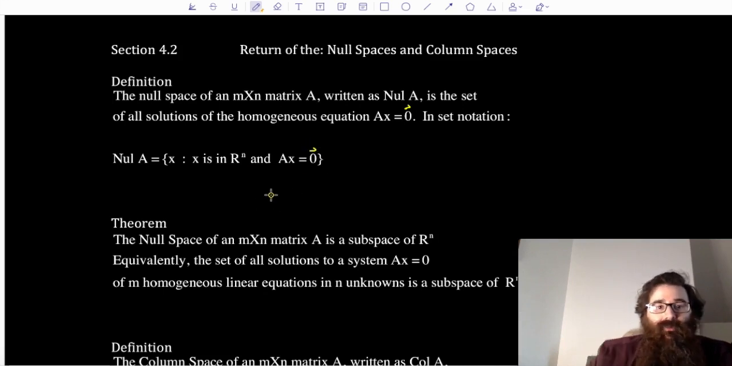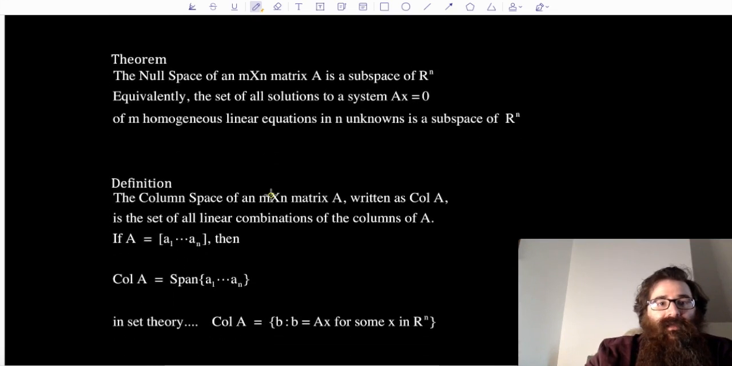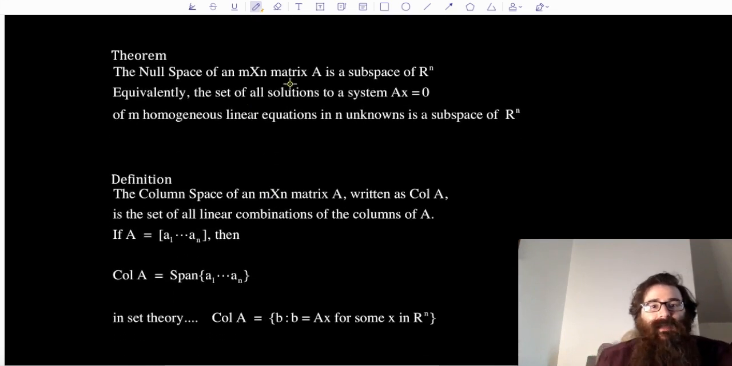Okay, we have a nice theorem here to coincide with this. The null space of an m by n matrix A is a subspace of Rn. Think subspace of Rn, n for null space, if that helps. Equivalently, the set of all solutions to a system Ax equals the 0 vector of m homogeneous linear equations and n unknowns is a subspace of Rn. So we're talking about one of our favorite subspaces as the null space. This is a subspace of vector space Rn.